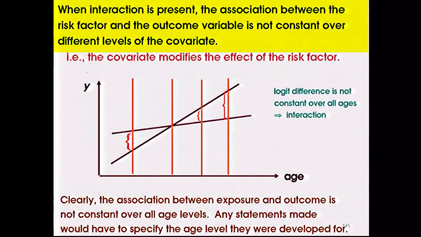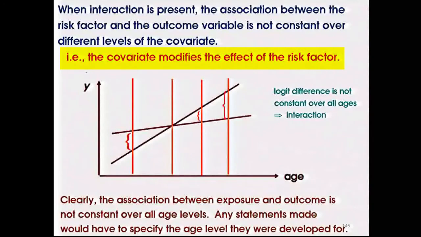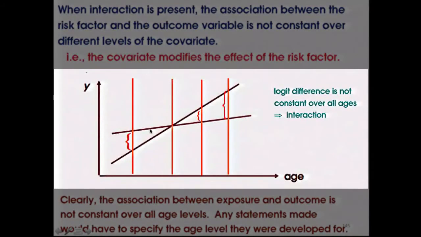But when interaction is present, then the association between the risk factor and the outcome variable is not constant over the levels of the covariate. That is, the covariate modifies the effect of the risk factor. So here's an example where the logit difference is not constant over all ages, and that would suggest you have interaction. Here you can see the difference between the logits at young age is like this. At old age, it completely crosses. So in one case, the odds ratio would be less than 1. In the other case, the odds ratio would be considerably greater than 1. So we have interaction because the odds ratio and the log odds ratio, the logit difference, is not constant over the levels of age.